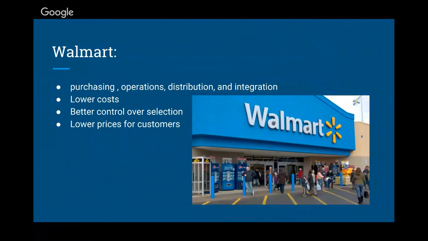So first I'm going to talk about Walmart, and that Walmart is a prime example of supply chain management being implemented in a company. Walmart follows the idea of supply chain management very closely, including the components of purchasing, operations, distribution, and integration. These parts of the supply chain management thus allow Walmart to lower costs for their products and inventory, give them better control over selection in their stores, and most importantly, give the ultimate result of lower prices to their customers. This is how Walmart is able to have such low prices and is able to compete very well with other stores such as Target.